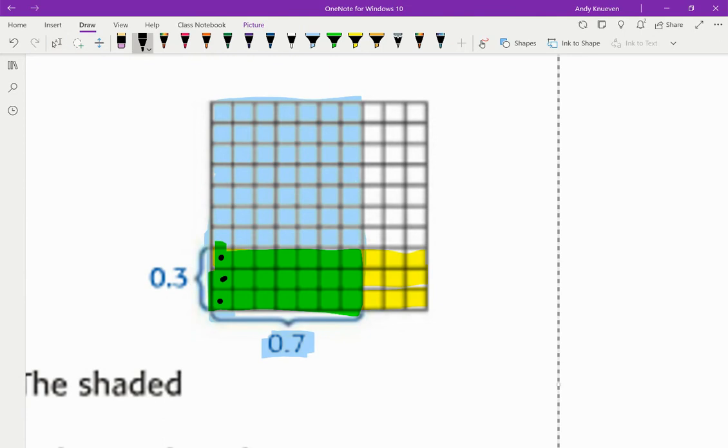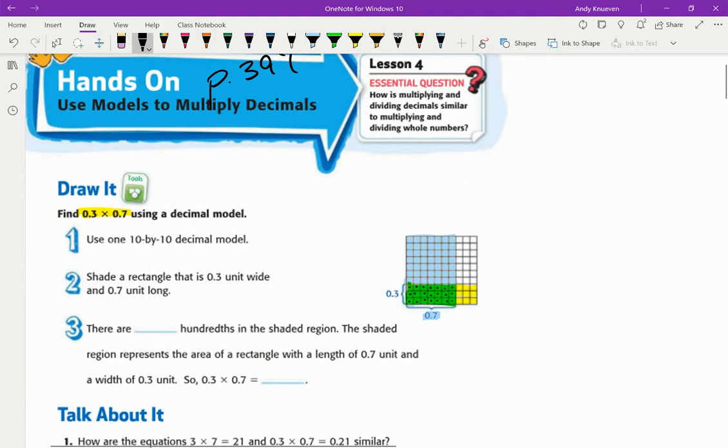Well, we count 3, 4, 5, 6, 7, 8, 9, 10, 11, 12, 13, 14, 15, 16, 17, 18, 19, 20, and 21. So there are 21 hundredths, because there are 100 hundredths to make that whole figure there, but 21 hundredths of them are shaded. And the shaded region represents the area of the rectangle with a length of 7/10 unit and a width of 3/10 unit. And they're using unit because that would be like labeling something as 3 feet by 7 feet.